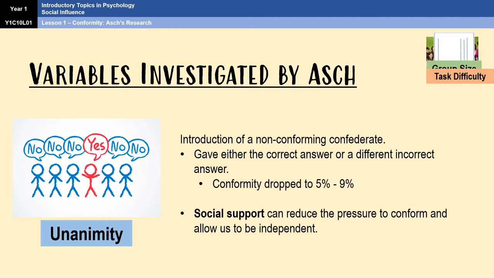In the unanimity variation, Asch added a non-conforming confederate who went against the group by either giving a different wrong answer or the correct answer. In both of those scenarios, conformity levels dropped considerably. When a different incorrect answer was given, conformity rates dropped to 9%, and when the correct answer was given, they dropped further to 5%. That suggests that the influence of the majority depends largely on whether the majority is unanimous or not, as in, are they all saying the same thing? Having an ally or some social support from somebody who also goes against the group can be enough to reduce the pressure to conform and can allow us to be independent in our opinions and our behaviour.